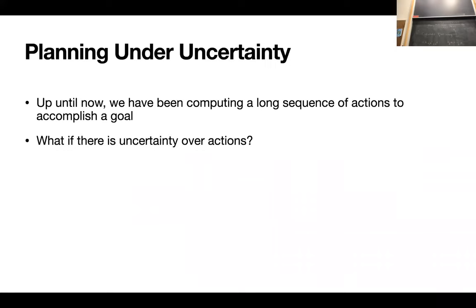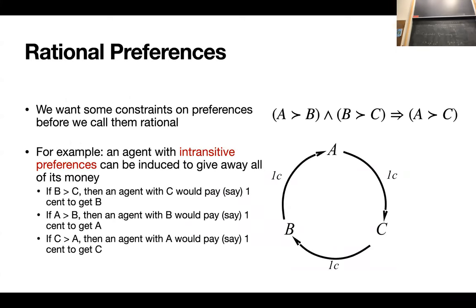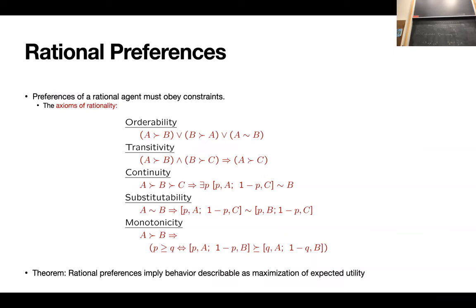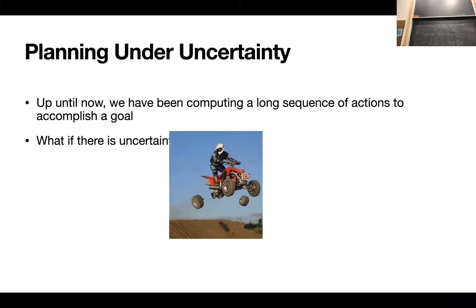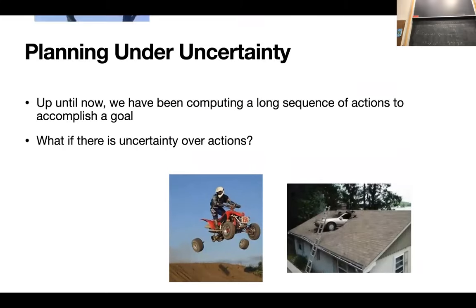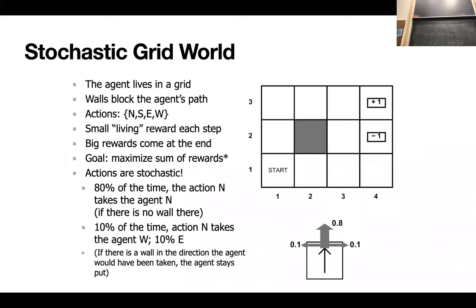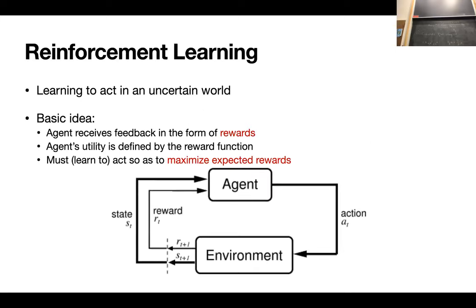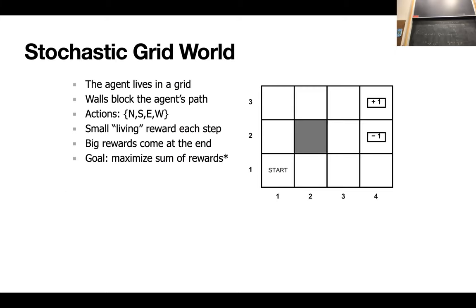So where we left off last time, if you remember, we spoke about all these rational preferences, about utilities. We're going through this maths. We'll see very shortly how we're going to apply those ideas. So we set up basically the setting for reinforcement learning. If you remember, we have an agent, we have an environment, and the agent takes actions in this environment. And we gave some examples, and then we introduced our grid world.